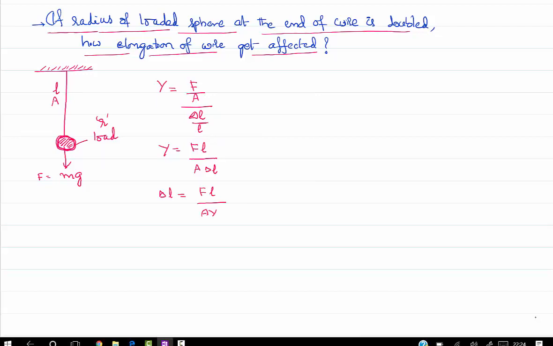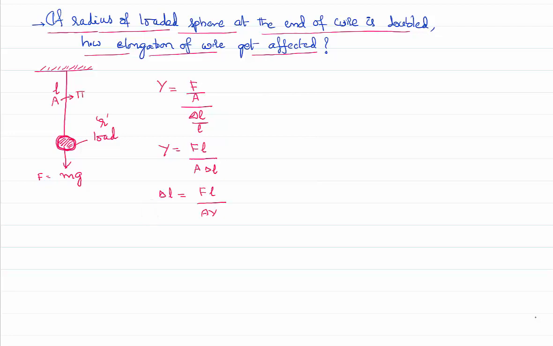I know it has a certain area of cross section because it has some radius. Area of cross section is pi r square, which is constant, not a variable at all. The wire is the same, so Young's modulus is constant. Area of cross section is constant. Length of the wire is also constant. So it is obvious that increase in the length of the wire is directly proportional to the force applied. Who is applying the force? The load of the sphere. That's nothing but equal to mg.